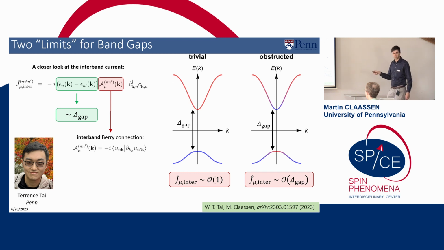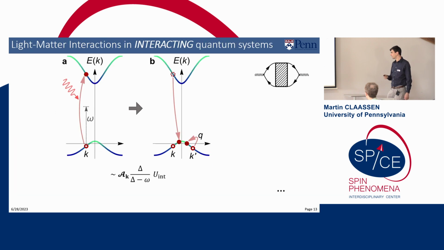But this immediately raises a problem, right? Because now I'm really, really detuned from this transition, but if my transition matrix element scales with the band gap, I can never ignore that high energy band, which seems wrong and defies physical intuition. Particularly, we can imagine a two-band system where I have a band inversion, where my interband Berry connection is going to be very sizable. So now my interband current operator scales with the band gap.